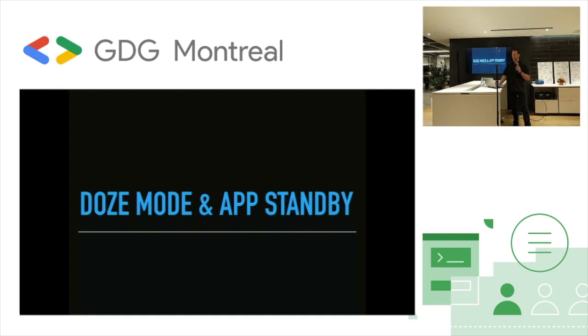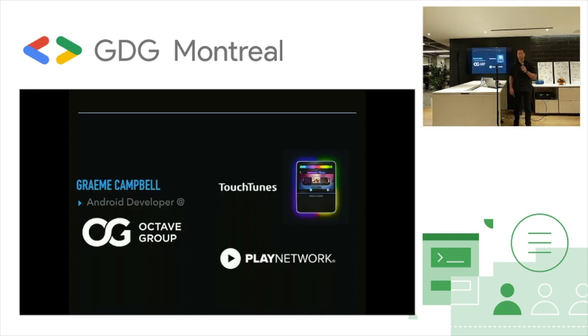I'm going to be going over something a little older in Android. Doze Mode and App Standby first came out in Android Marshmallow 4 years ago, but I just recently had an experience on the job using it and decided to come and share what I learned to everyone tonight. So my name is Graeme Campbell. I work at Octave Group as an Android developer.